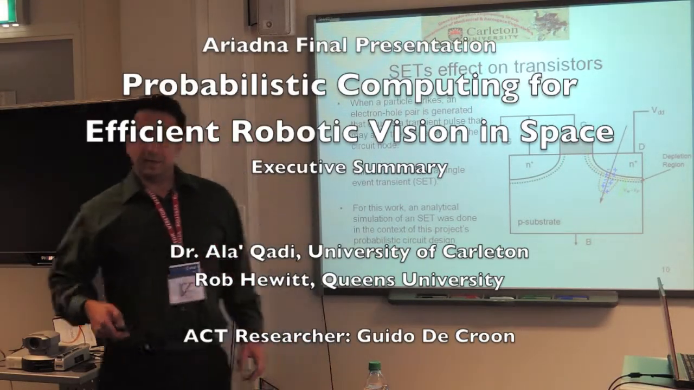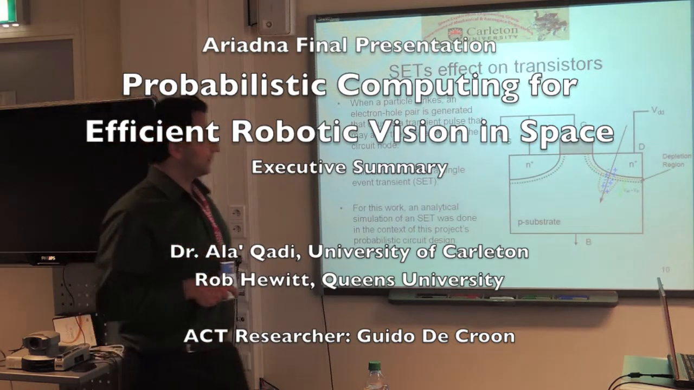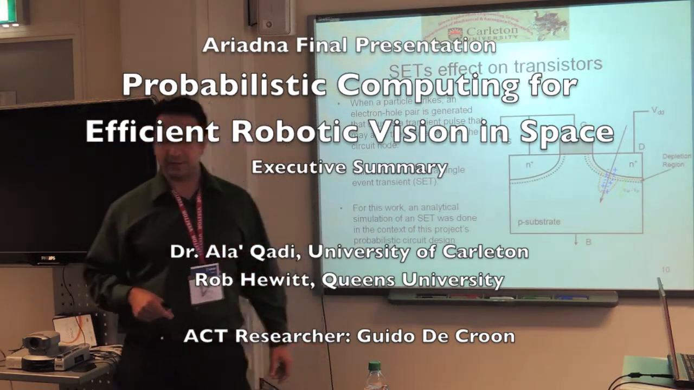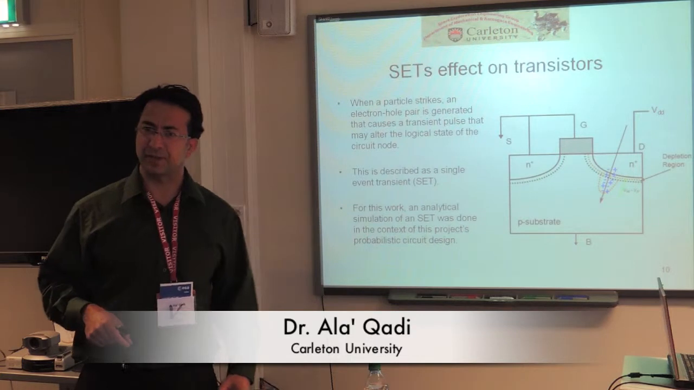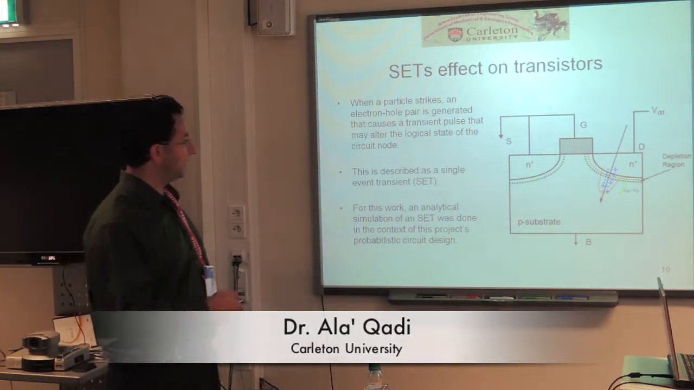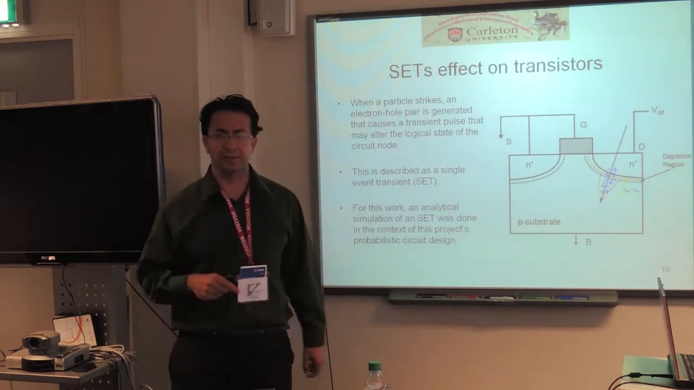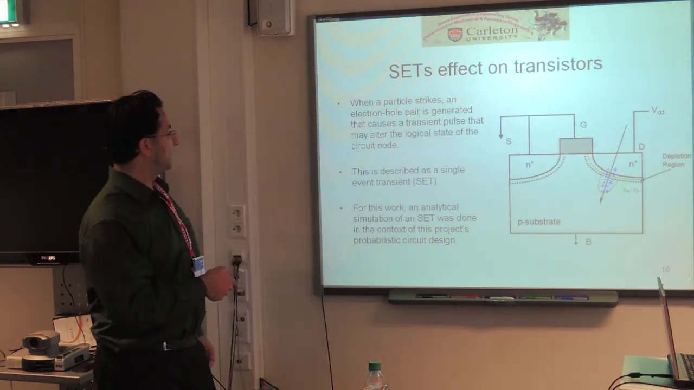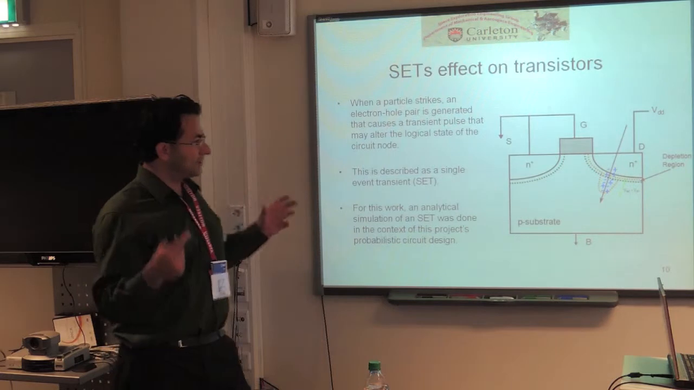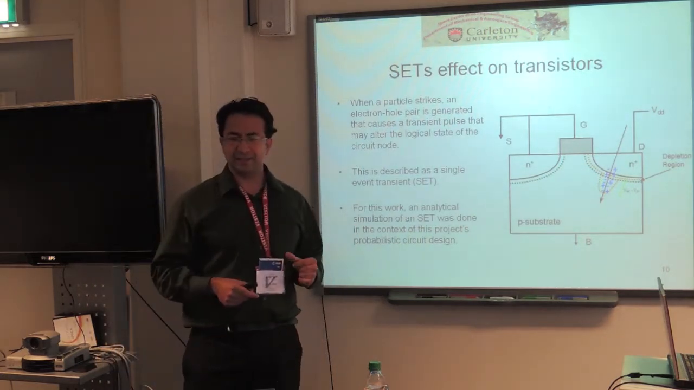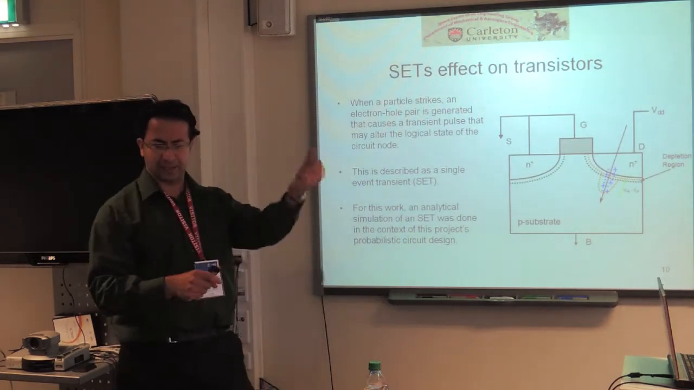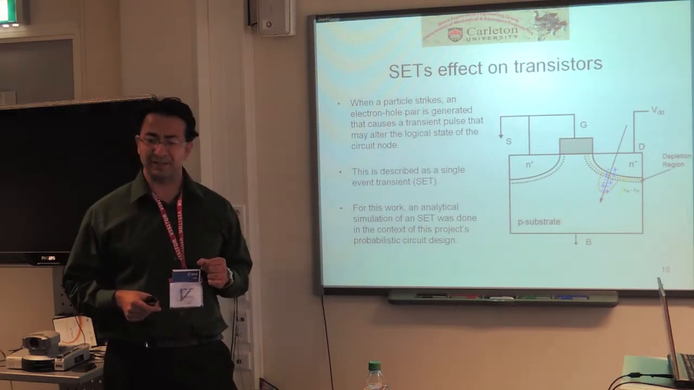The main way we modeled this is we took a look at what happened. We went to the low level and took a look at what happens if a particle hits a transistor. We can look at the CMOS transistor, because this is the technology that is mainly used with gates. And the main thing is each radiation will create a single event transient pulse.